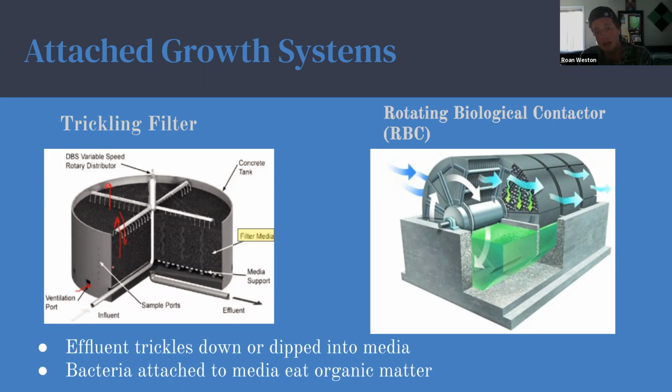On the right, we have a rotating biological contactor. What that does is very similar to the trickling filter, but it's on a rotating rotisserie, like a chicken sort of. It just dips these filter mediums into the wastewater, and it does a similar job of growing and eating organic matter. So both systems are very effective at reducing organic matter in effluent.